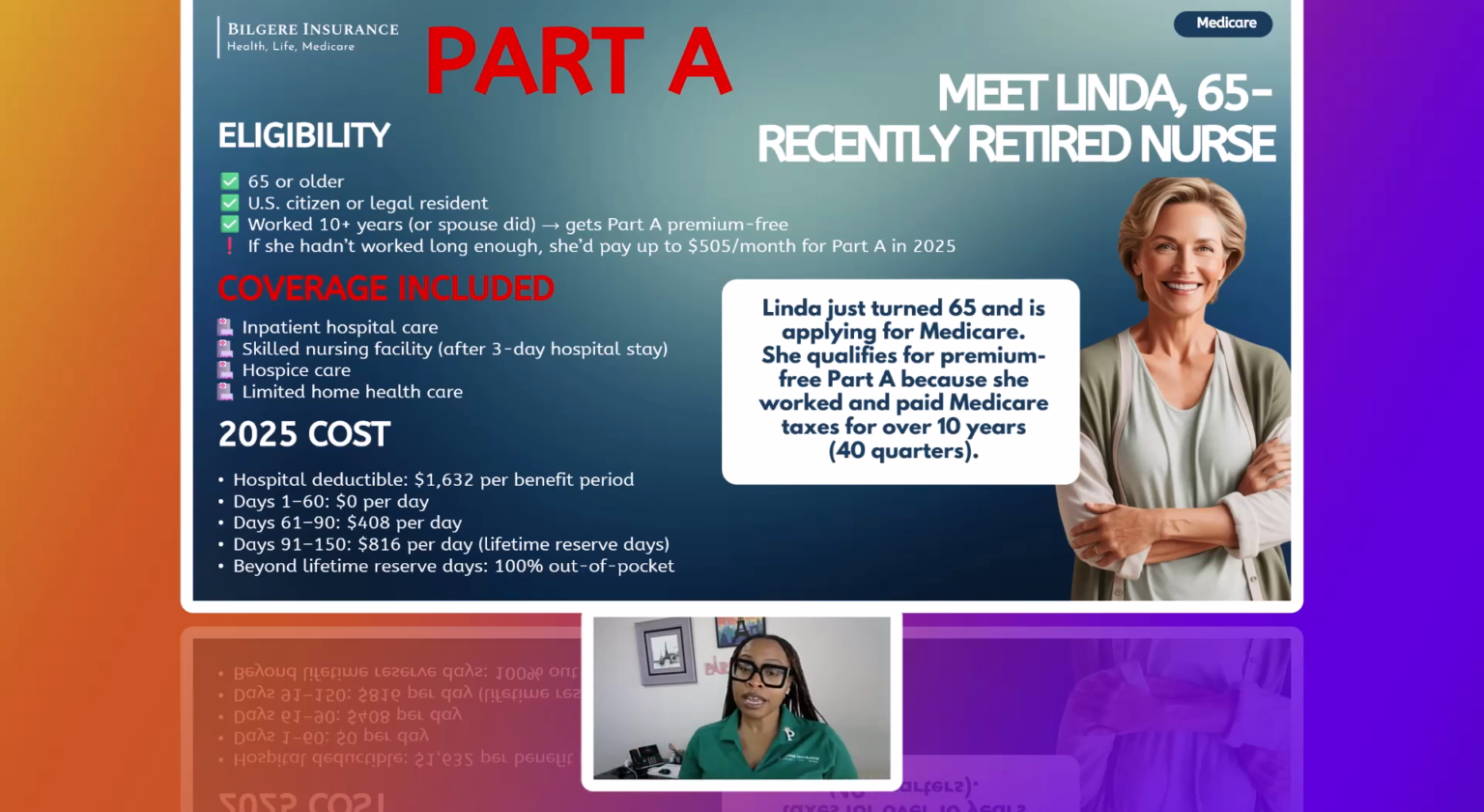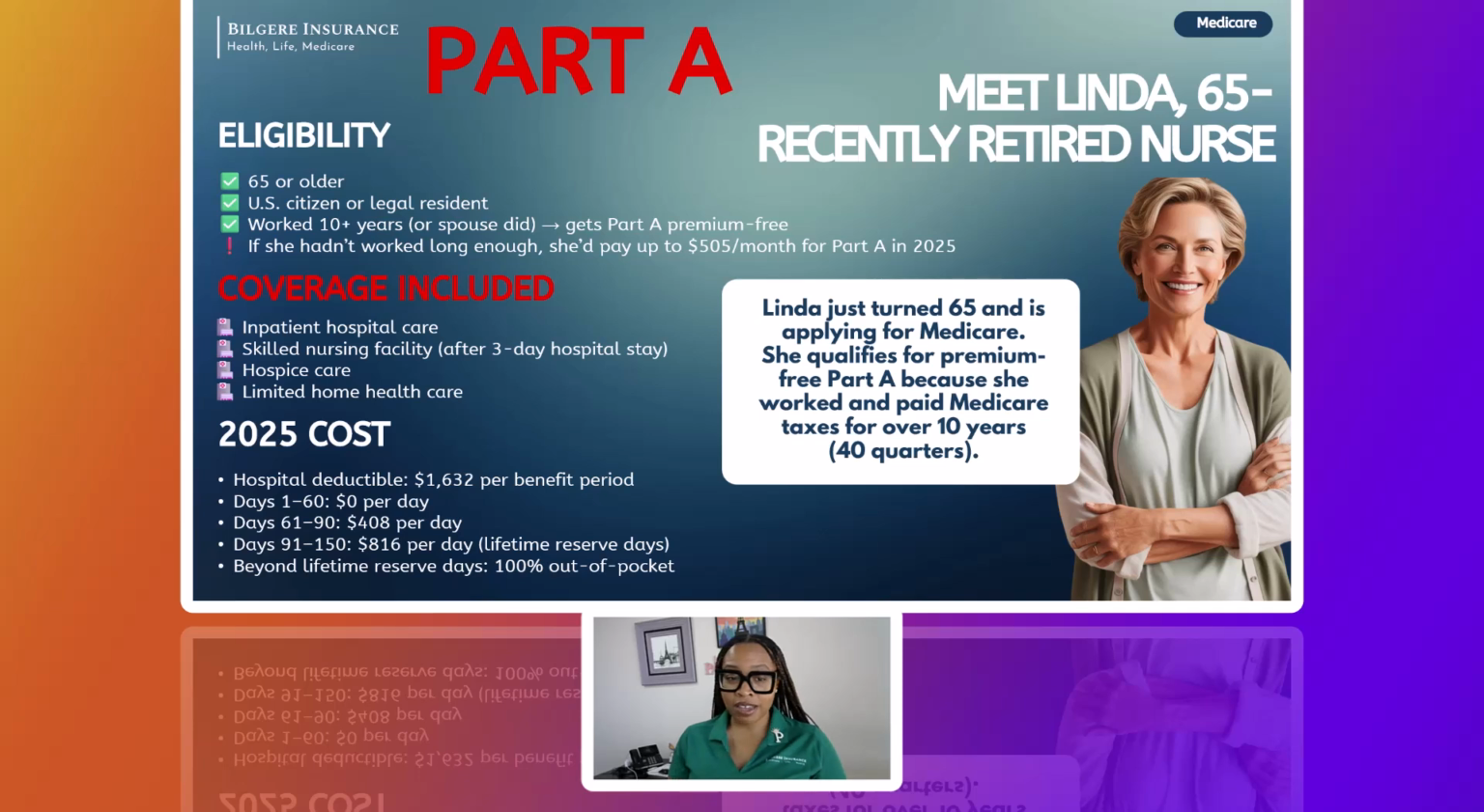On average, right now for 2025 in Part A, you would be paying $505 a month. Now, that is a big difference compared to zero. Again, just a reminder to get Part A locked into our mind. That includes inpatient hospital care, skilled nursing facility, hospice care, limited home health care.